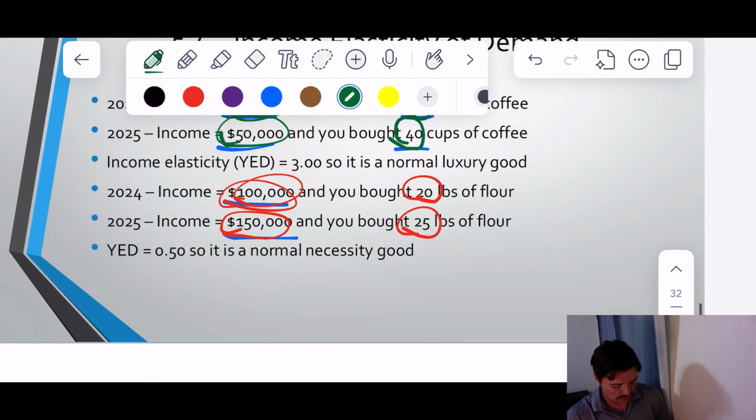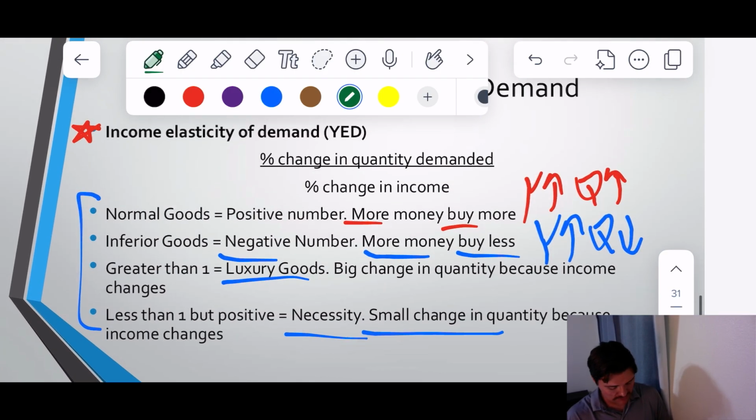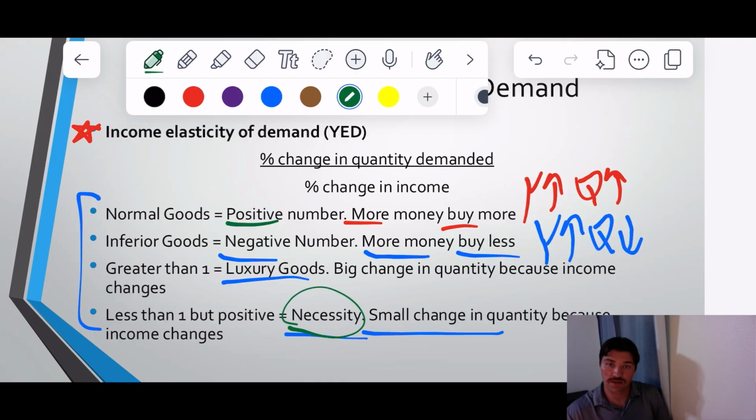All right? Normal goods are a positive number. Inferior goods are negative. Anything greater than 1 is a luxury. Anything that is 0 point something is a necessity. So next we're going to talk about what cross-price elasticity is all about. All right?